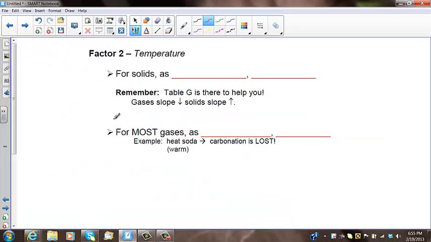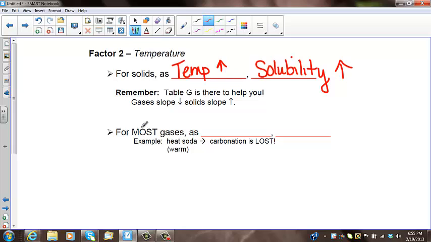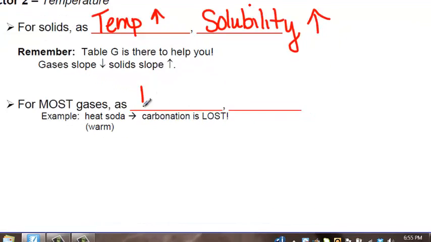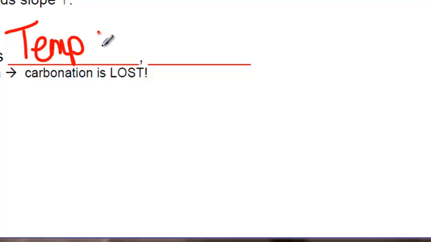Okay. Factor 2, temperature. For solids, we learned that as temperature increases, solubility increases. And we can see that in Table G. Gases, however, have a negative slope. So for most gases, as temperature increases, the solubility decreases.